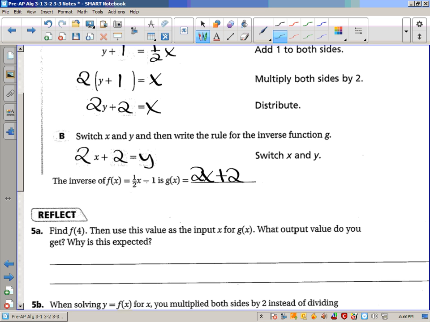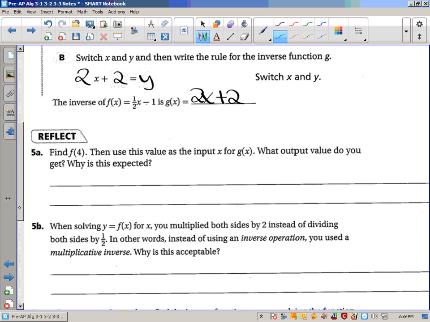Now notice the result. In the problem that we did earlier, it was a little bit more intuitive. It was a little bit easier to see what it would be without doing this process. But now that you know what an inverse is, it's best to do it using this process rather than trying to think about it mentally. Okay?